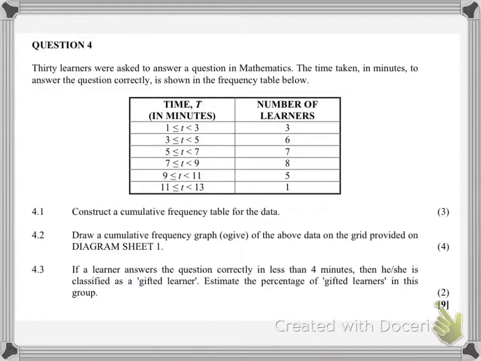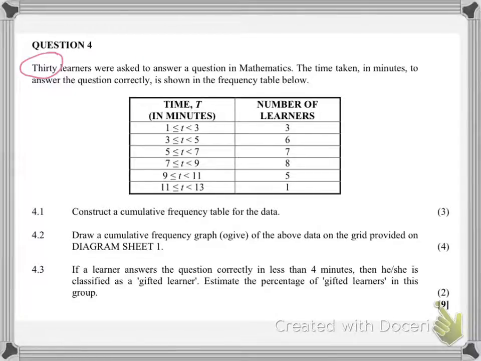Okay, in the next question, your information was given in table format, which probably makes it easier. So it says 30 learners were asked to answer a question in maths. So immediately I'm picking up on the fact that when I get to my total at the end of my cumulative frequency, I'm looking for the total of 30. Then the time taken in minutes to answer the question correctly is shown in the frequency table. So in other words, 3 learners answered the question in between 1 and 3 minutes. And only 1 learner took between 11 and 13 minutes.